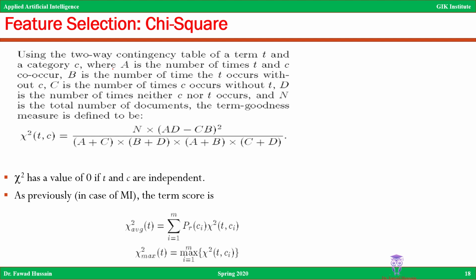And finally, this is the third approach, which is based on the chi-square method. So this is just different calculations, but they're all based on the same principle. You want to select the feature that is the most discriminatory in nature.